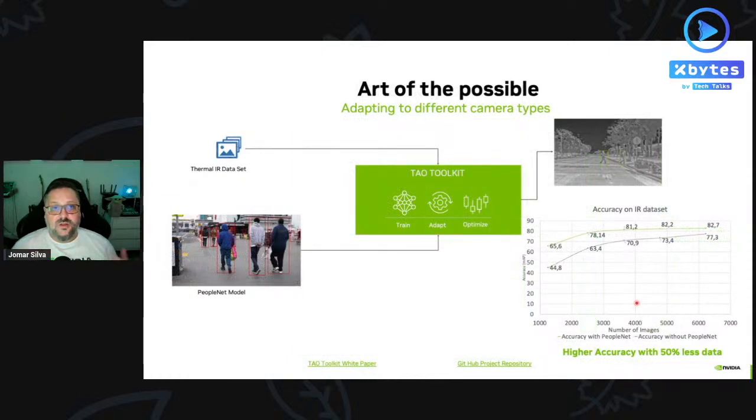Some examples and use cases of TAO are like this one. I will start from a PeopleNet model, which is a model trained on RGB cameras, but I need my solution to identify people on infrared cameras. So basically what I do is start from the optimized PeopleNet model. I will do transfer learning with my annotated images from thermal cameras, and I will have a very good result and a working solution in a few minutes.